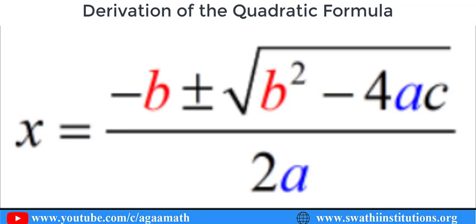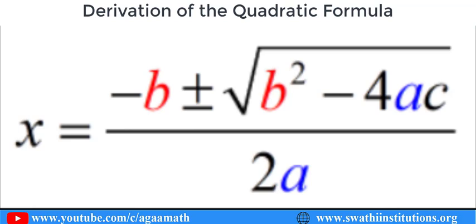So how was it derived? Why is the quadratic formula x equals minus b plus or minus under root of b square minus 4ac, by 2a? Let us now see the derivation of the quadratic formula. It is derived from the completing square method, right?